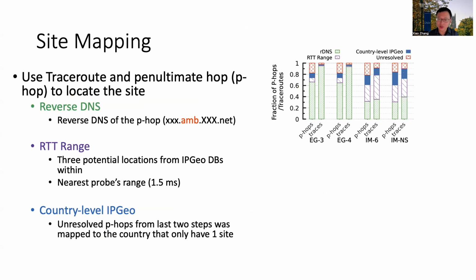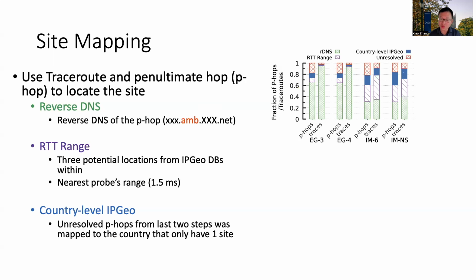First, we find out the penultimate hop's reverse DNS entry. The two CDN providers provide the naming schema of their edge routers in their official documents. For example, the AMB in this case means the second edge router deployed in Amsterdam.